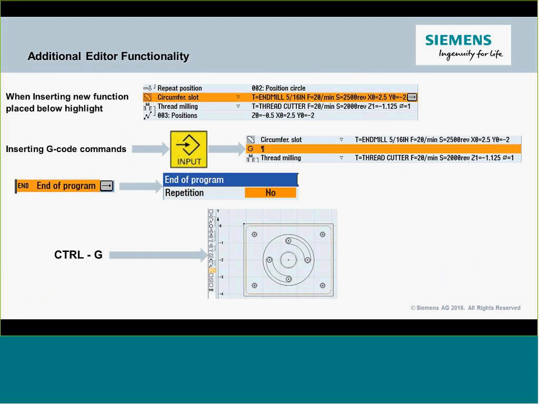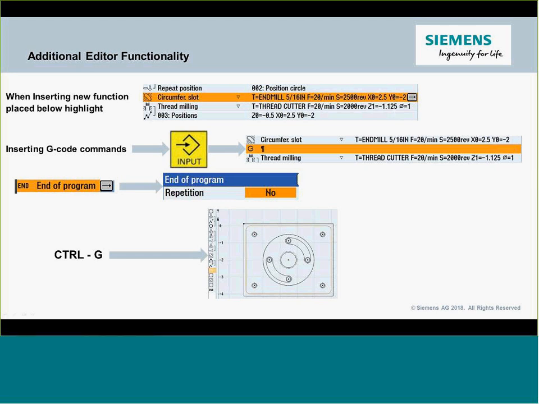Now there are some additional functions I just wanted to highlight here. So we've been talking about the insert function a little bit. Just to reiterate, because this is an important one, always remember that wherever the highlight is, it's inserting below that highlight. Now, another thing that's kind of unique that a lot of conversational systems don't have the ability of doing is inserting G-code in the middle of a conversational program. So the insert G-code command will actually allow you to place any kind of G-code instruction in the middle of a part program.